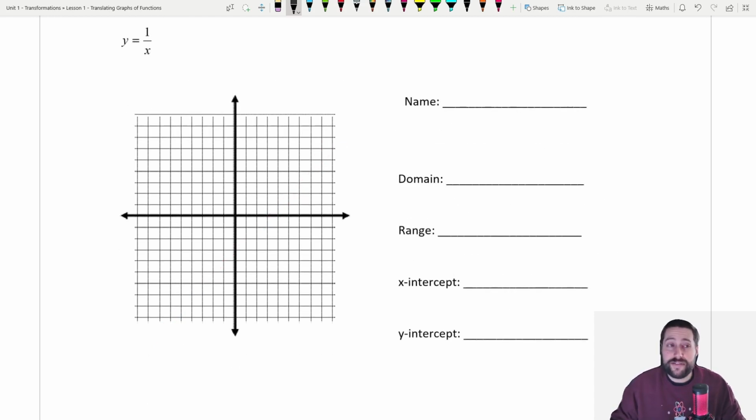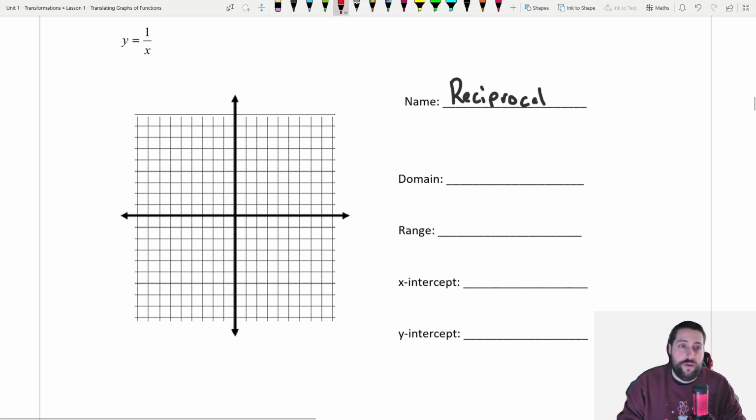Moving on, we have the next function, which is y is equal to 1 over x. This is called a reciprocal function. What happens is we actually have a vertical asymptote at x is equal to 0, because we don't want our denominator to be 0. We can't have our denominator being 0 or else it doesn't exist. So we're going to have a vertical asymptote at x is equal to 0. And we're also going to have a horizontal asymptote at y is equal to 0.